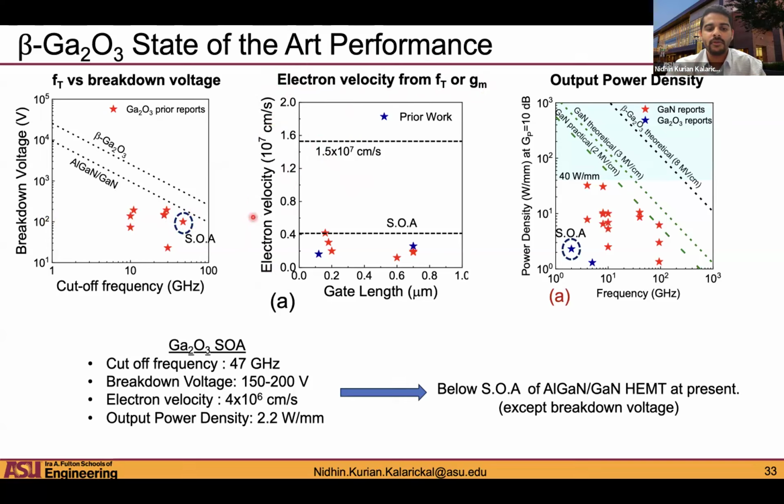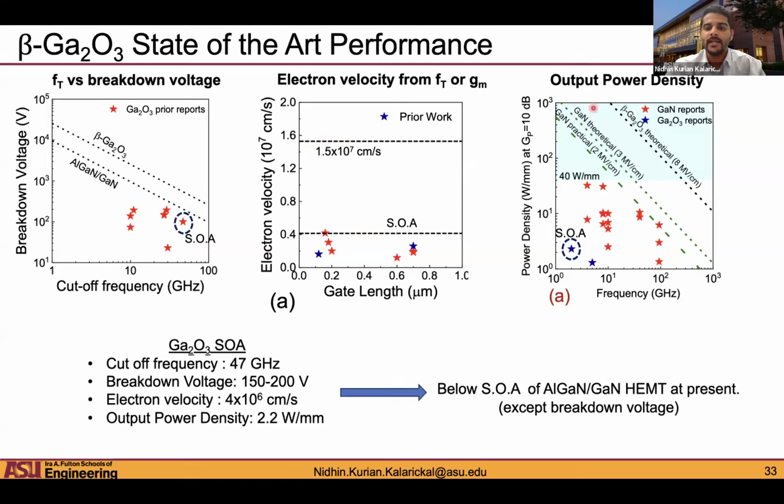So this is a plot of electron velocity versus gate length. Again, these are previous reports, right? And these are estimated from either the cutoff frequency FT or the transconductance. What is typically seen is even the highest report is roughly around 4 times 10 to the 6. That's the effective velocity that's been reported. So we need a lot more engineering to take this from 4 times 10 to the 6 to closer to the theoretical saturation velocity limit.